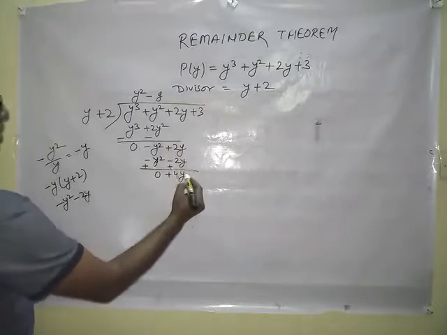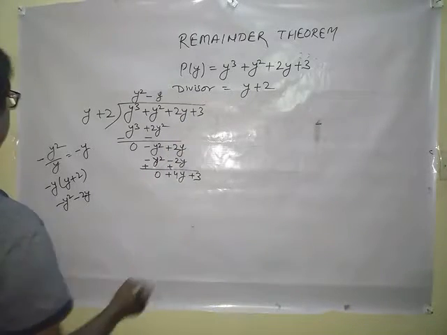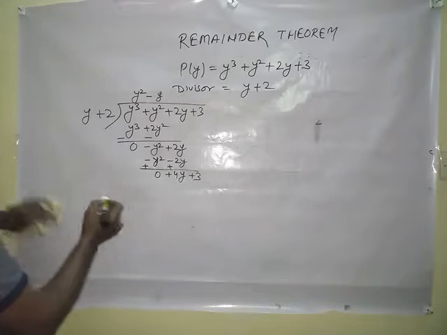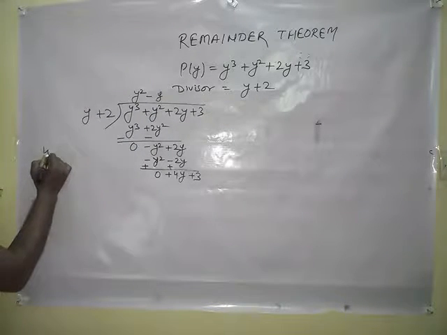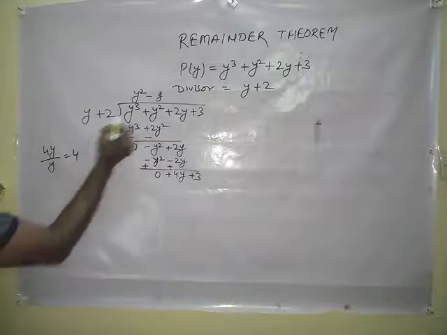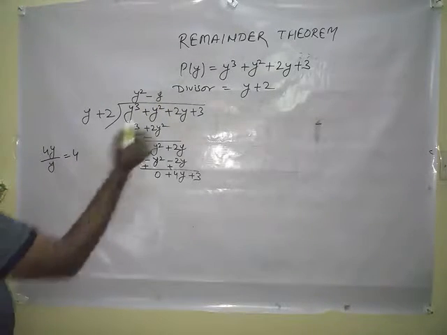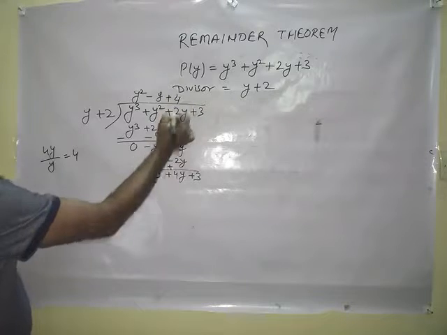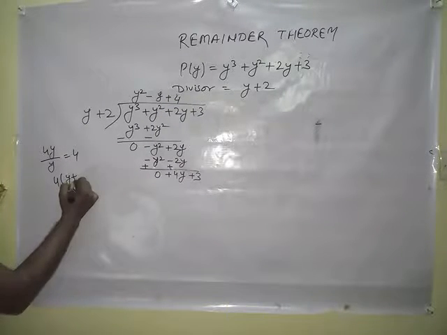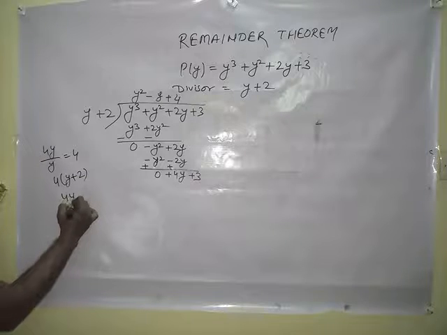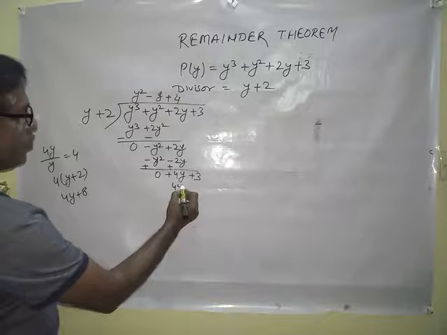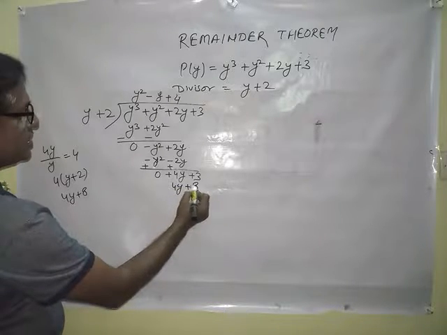Now take out the third term of the quotient. 4y divided by y is equal to 4, which will be positive, so plus 4. 4 multiplied by y plus 2 gives 4y plus 8.